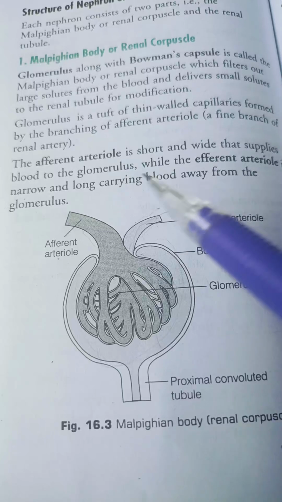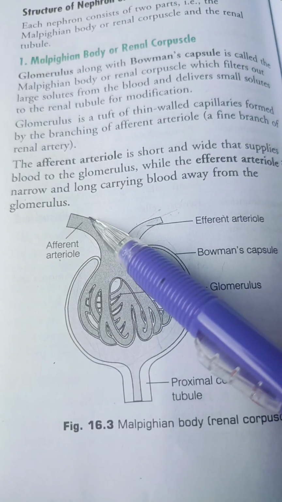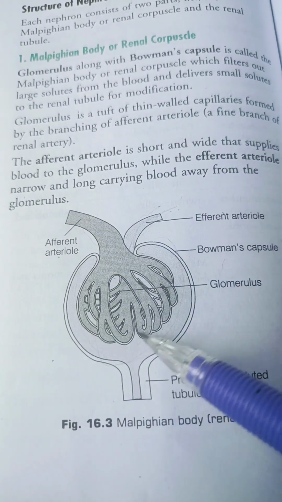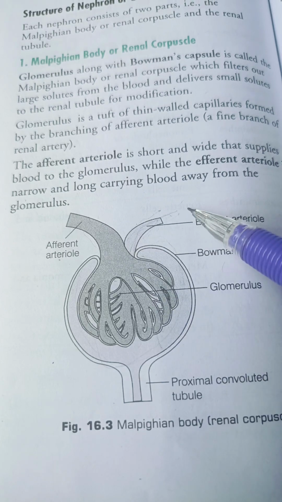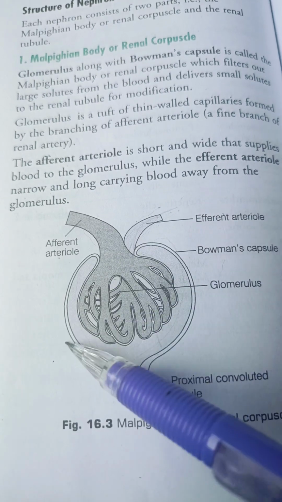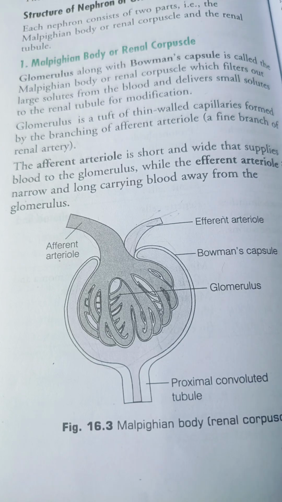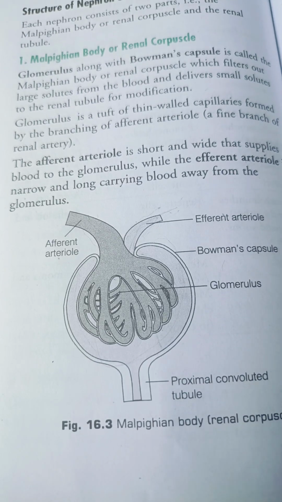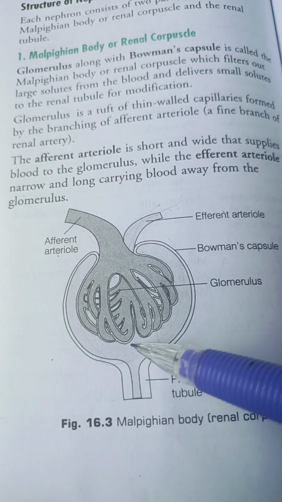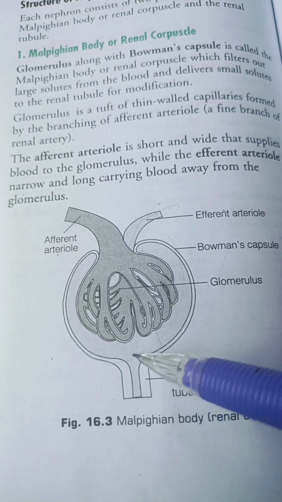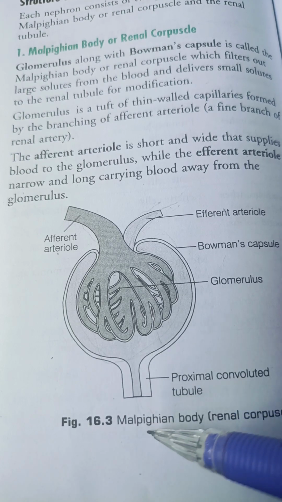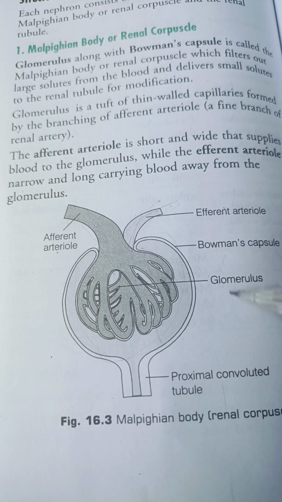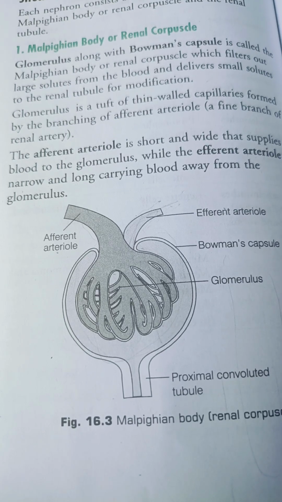Again we will discuss the parts: the afferent arteriole, a branch of the renal artery, and the efferent arteriole, which goes out of the glomerulus. The glomerulus is the head of the nephron, and after this the filtrate goes down into the proximal convoluted tubule. Here again there is a big nephron diagram we will see.